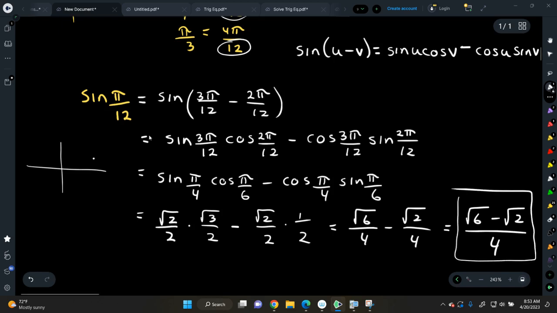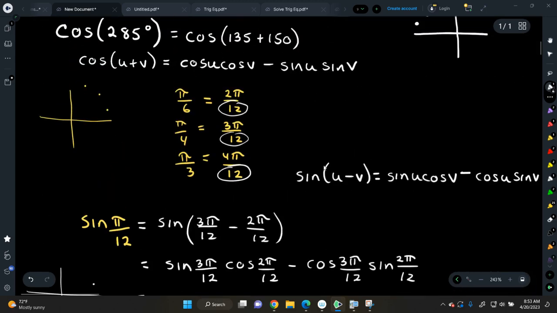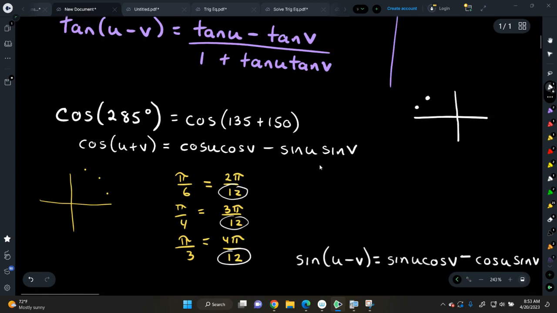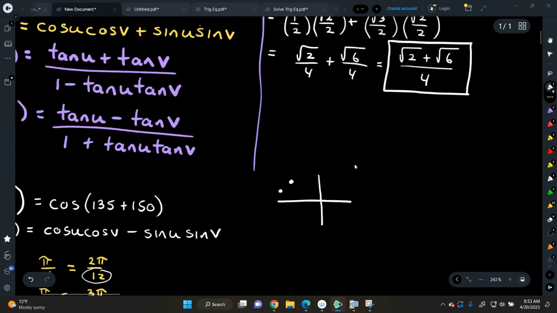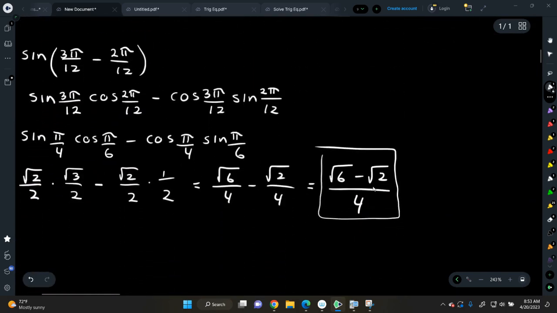And yes, they do usually come out to be something similar. You notice all the answers we've gotten have been very similar. Up here I erased it, but over here I had root 2 plus root 6 over 4. This is root 6 minus root 2. So they all end up being very, very similar. Okay. Questions on that?